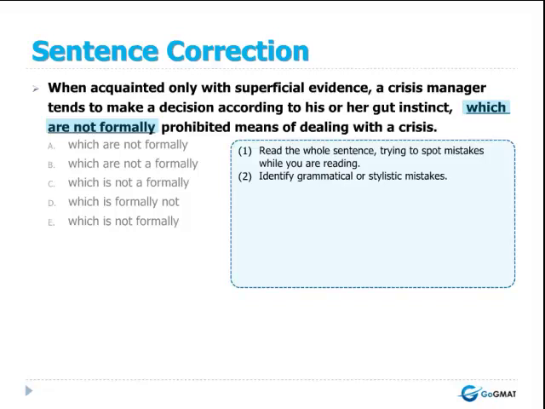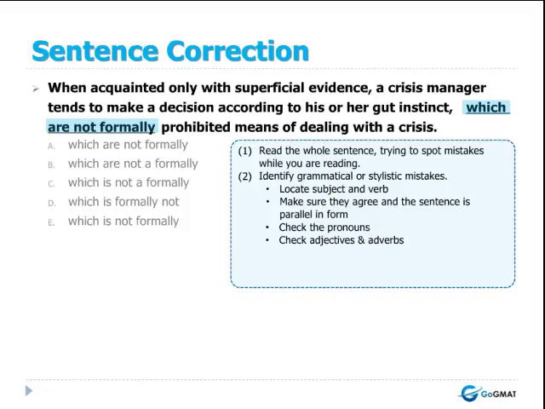Second, identify grammatical or stylistic mistakes. First, locate subject and verb. Next, make sure they agree and the sentence is parallel in form. Then, check whether pronouns are used appropriately. Third, check whether adjectives and adverbs are used correctly. Maybe an adjective was used instead of an adverb, or vice versa. Check to see whether modifiers are as close as possible to whatever they modify.